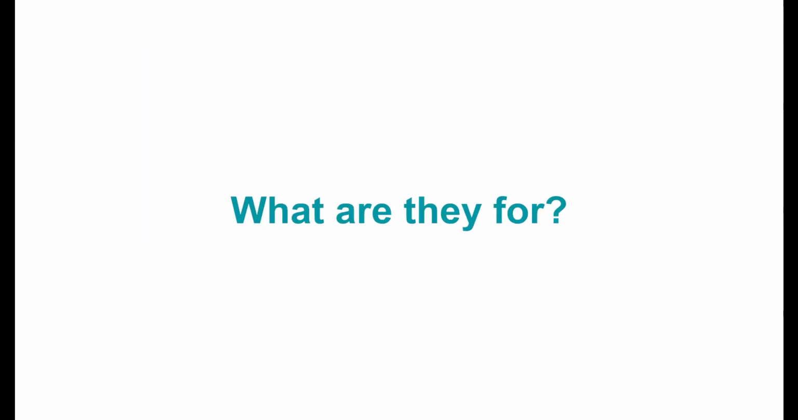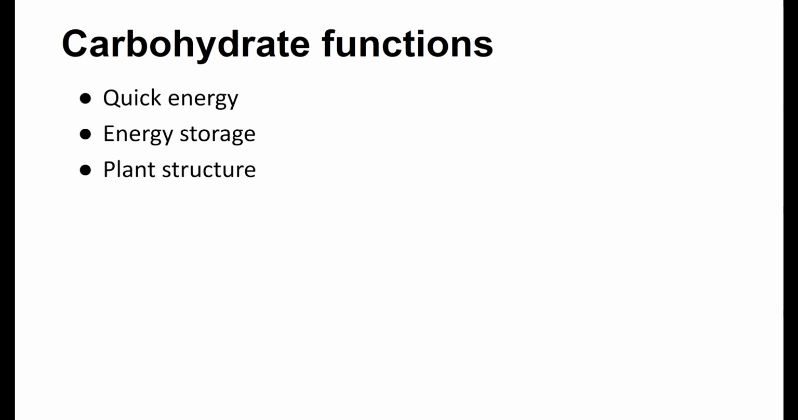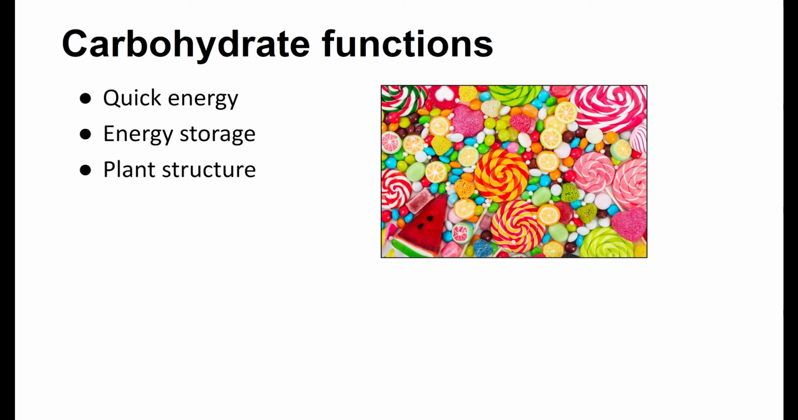So first, let's look at what are they for? What are the main functions of carbs and lipids, starting with carbs? So carbohydrates have three main functions. The one that probably we think of first is quick energy. Then they are also used for energy storage. And finally, the structure of plants. So by quick energy, think of sugar rush. If you want energy very quickly in your body from food, sugars, carbohydrates are the way to go.